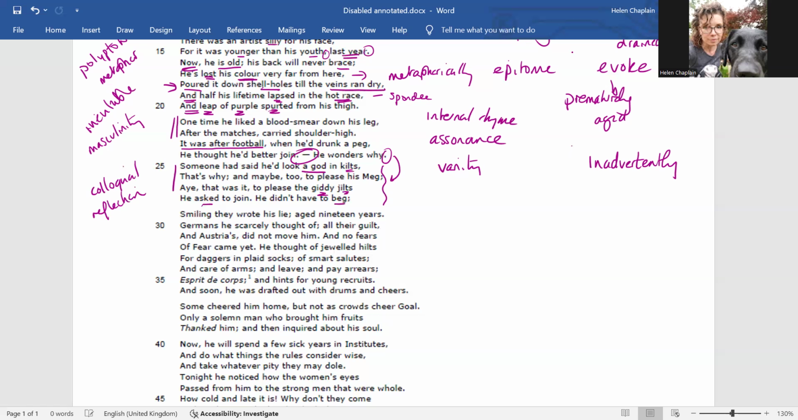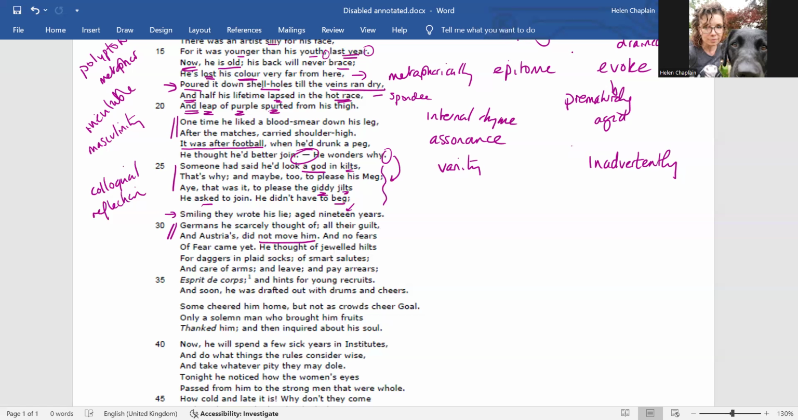He didn't have to beg. Smiling, they wrote his lie. That is a great metaphor, that everybody goes along with the idea that he's age 19 when he's clearly not. He doesn't think of the enemy. He doesn't think of the fact he's going to have to fight and the patriotism side of it. All of that doesn't move him. It doesn't impact on him at all.